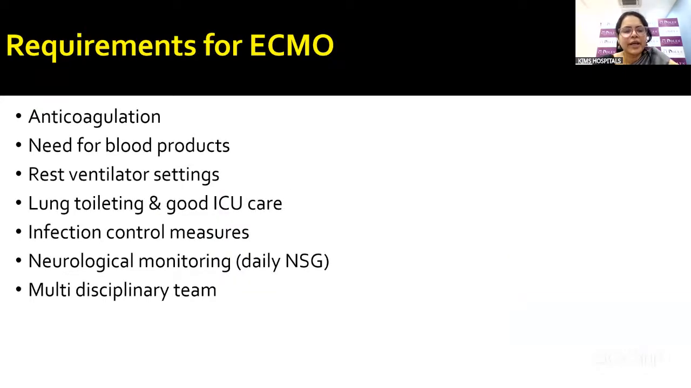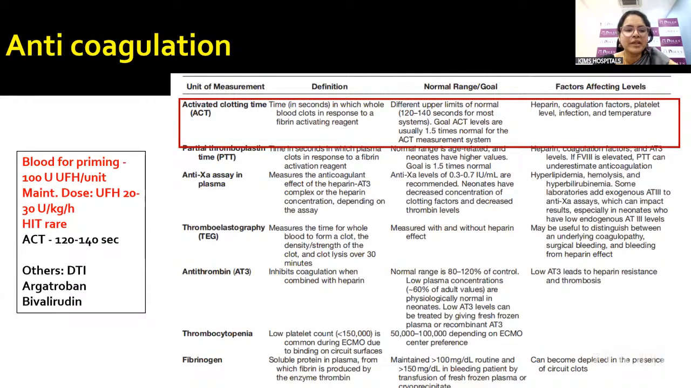The other requirements during ECMO include anticoagulation. Of course, there are multiple options for monitoring anticoagulation. The preferred drug is unfractionated heparin. In the blood that is used for priming, 100 units is usually added, and subsequently the maintenance dose is 20 to 30 units of unfractionated heparin per kg per hour. Heparin-induced thrombocytopenia is usually rare, and one tries to target an ACT of around 140 seconds. There are other alternatives, including the direct thrombin inhibitors like argatroban and bivalirudin, but these are usually not used in neonatal ECMO.